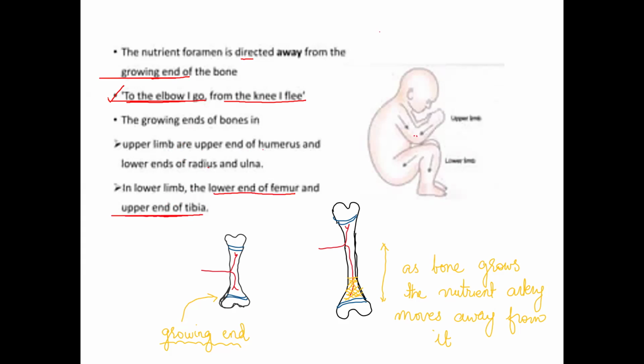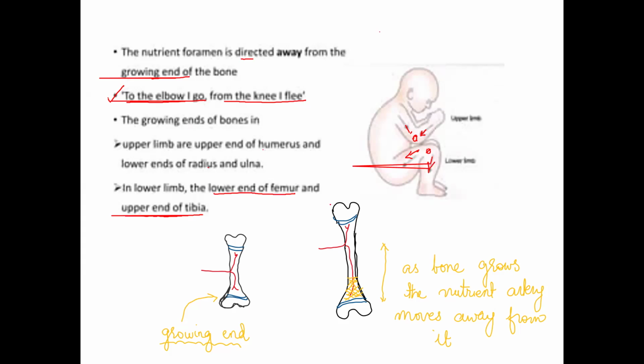If you see, this is the non-growing end. This is also a non-growing end. So the nutrient artery will be towards the non-growing end. Here it will be towards the elbow, and away from the knee. So this is what you need to remember.